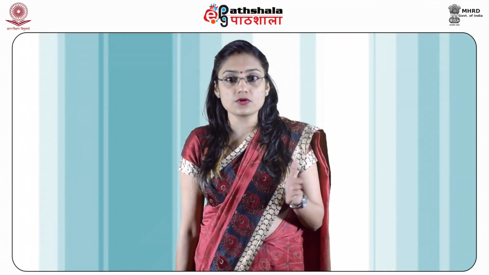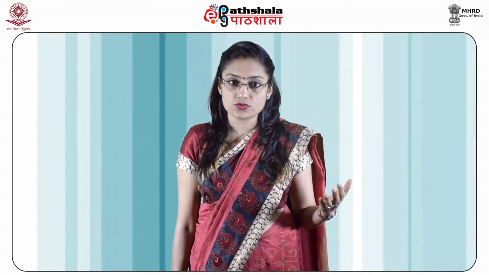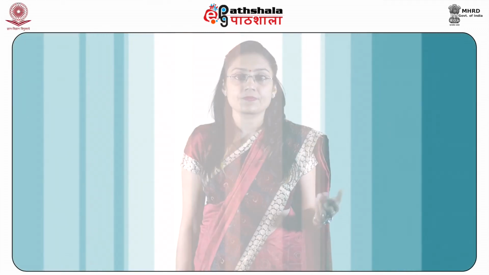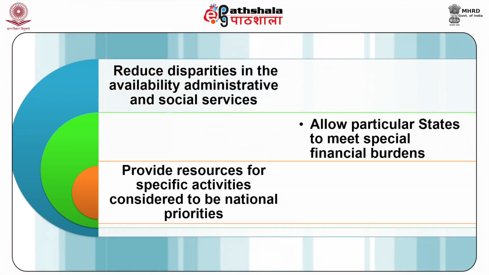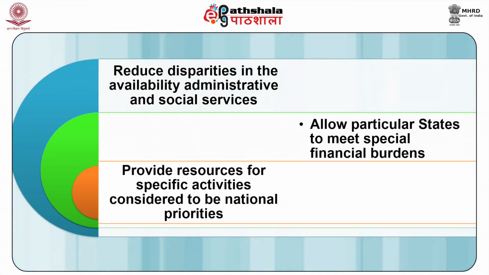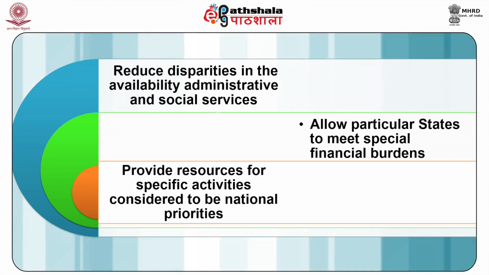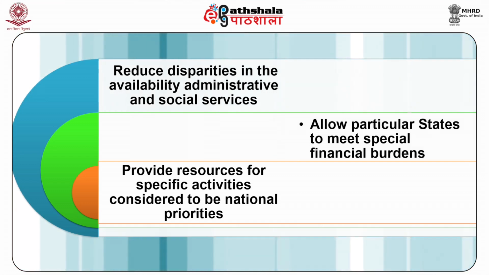In addition to Article 275 grants, finance commissions also grant specific grants for upgradation of standards in various spheres of administration, that is Article 282, and also the grants for augmenting consolidated funds of the states for devolution of financial resources to the panchayats and the municipalities. These grants have been given to the states to reduce the disparities in the availability of various administrative and social services across states, to allow particular states to meet special financial burden emerging as a result of their particular circumstances, and to provide resources for specific activities considered to be national priorities.